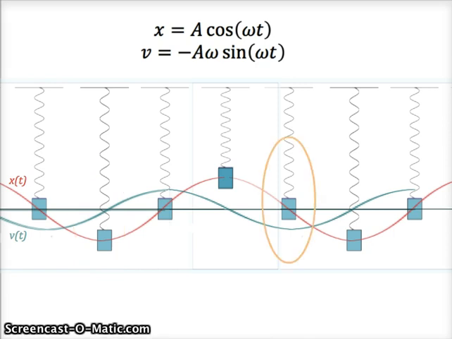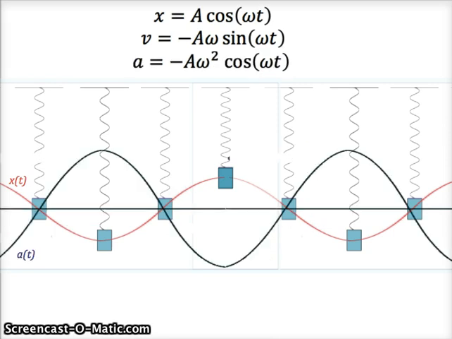If instead I look over here, where my object is passing through the equilibrium point, so x is 0, this is a point where my velocity should be at its maximum, and it should be negative. This object is moving downward. And sure enough, my green velocity function is at a maximum value, but in the negative direction.